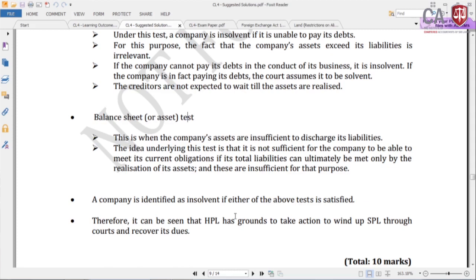Make sure you do either the insolvency test, based on the cash flow, or the asset test under the balance sheet, based on the assets. Therefore, it can be seen that HPL has grounds to take action to wind up SPL through the courts and recover its dues. This is how you need to come to your conclusion.